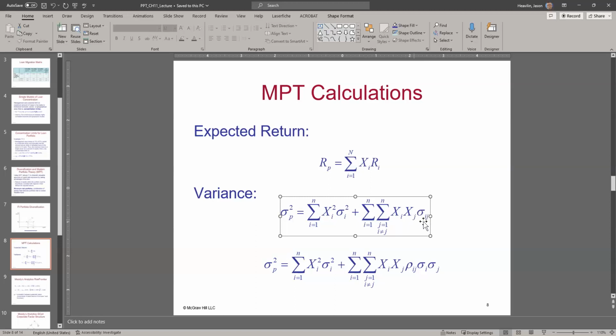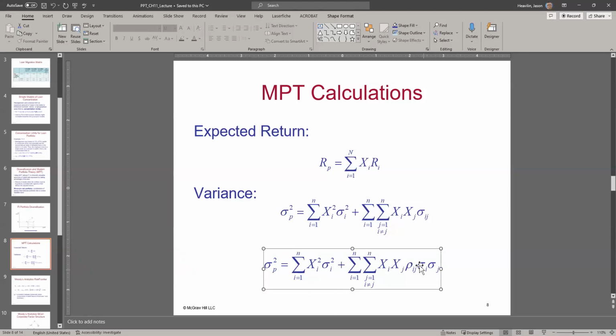This sigma here, notice, does not have the square, so it's not going to be variance, but also notice it has two letters, I and J in this case. It doesn't have to be I and J, it could be any two letters. But when you see sigma with two letters, it's talking about two assets. So that represents covariance.